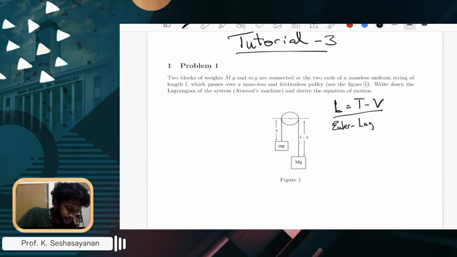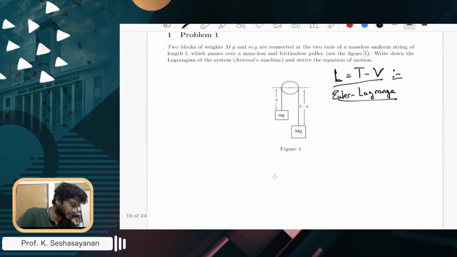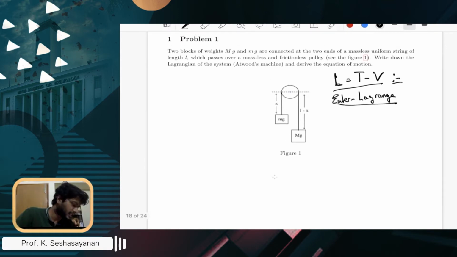we'll rederive equations of motion, and in many cases we will see that using the Lagrangian formulation is much more efficient to arrive at the equations of motion, which you can also arrive at using Newton's laws of motion, just that here it will be much faster. So let's take problem number 1.